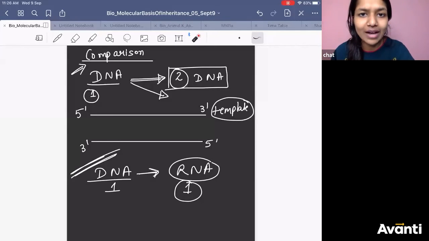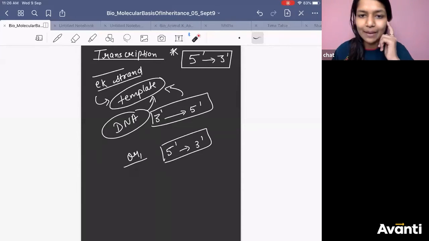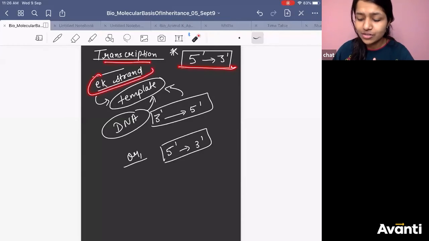If it is happening from 5' to 3', which strand of DNA will we be using as the template strand? Who will answer this? If it is happening from 5' to 3', which strand of DNA will you use as template? 3' to 5'? Yes or no? Then only you will make it from 5' to 3'. Got it? So transcription happens from 5' to 3', and it means you require only one strand.